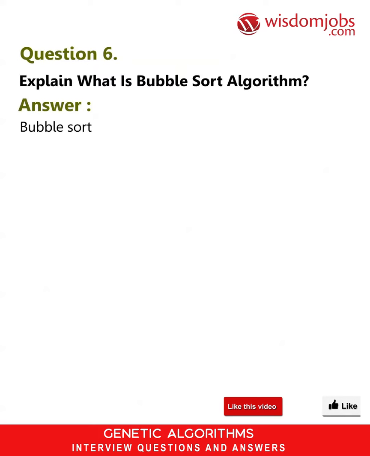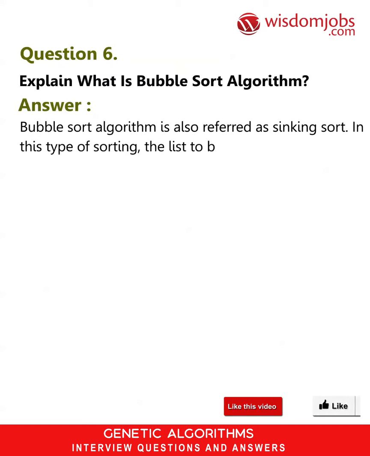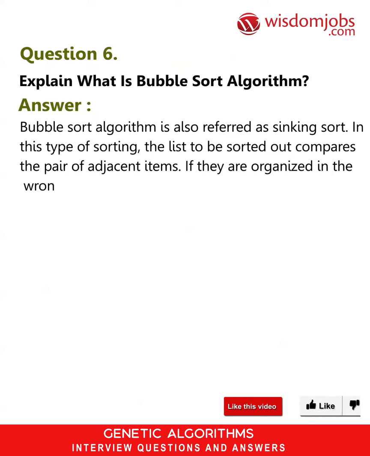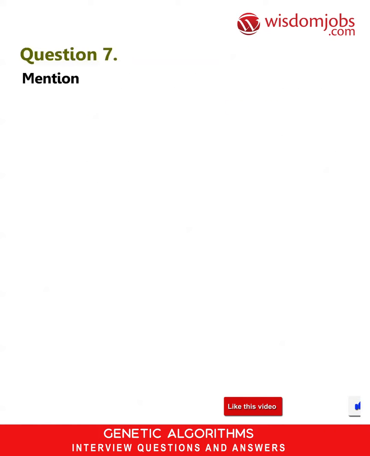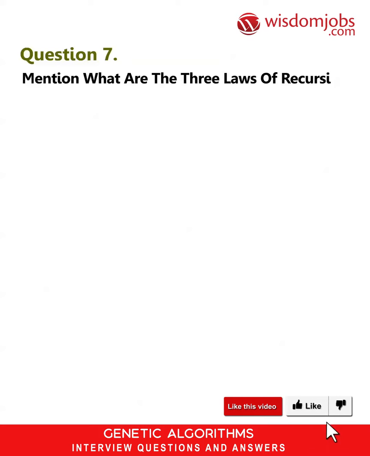Answer. Bubble sort algorithm is also referred to as sinking sort. In this type of sorting, the list to be sorted compares pairs of adjacent items. If they are organized in the wrong order, it will swap the values and arrange them in the correct order. Question 7. Mention what are the three laws of recursion algorithm.